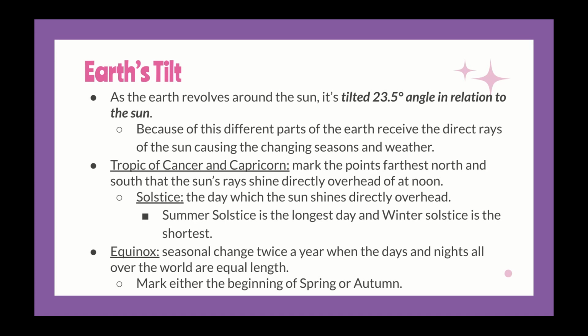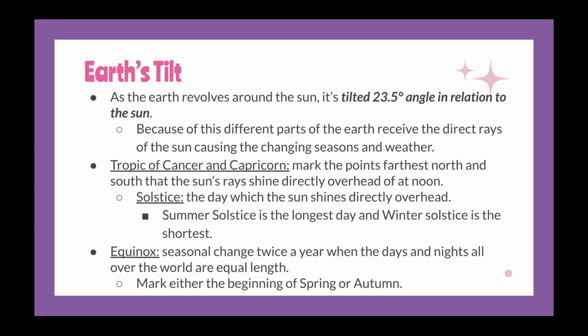The first thing we're going to go over after Earth's tilt is the Tropic of Cancer and Capricorn. These are markers either farthest north or south that the sun's rays directly shine upon overhead at noon. At the Tropic of Cancer or the Tropic of Capricorn at noon, the sun's rays are going to be directly overhead, meaning they're shining straight down onto you. These are the perfect points in the north and south of our planet that get the best direct sunlight at noon.